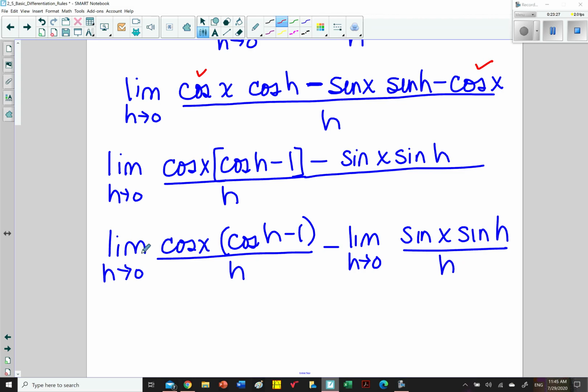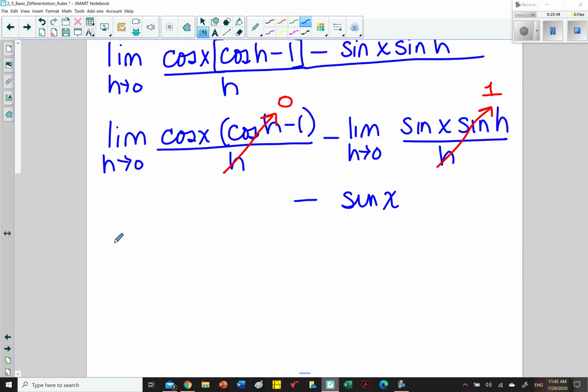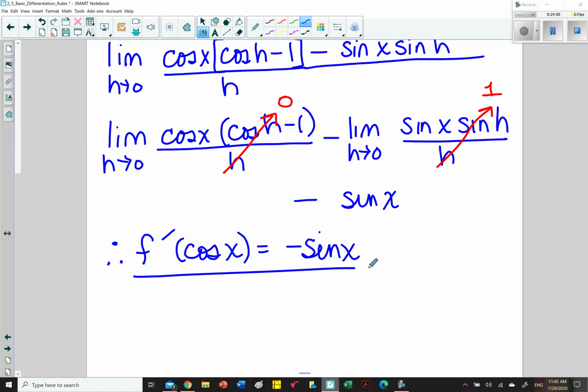And using the properties, when h goes to 0, this limit goes to 0. When h goes to 0, this limit goes to 1. We have 0 minus the sine of x. Therefore, the derivative of cosine is the opposite of the sine. It's a beautiful thing.